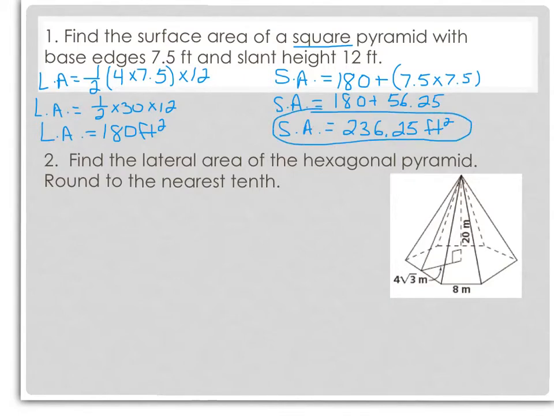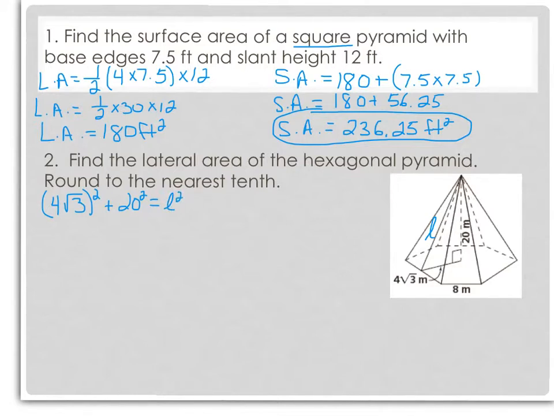Okay. In number 2, we want to find the lateral area of the hexagonal pyramid and round to nearest tenth. Well, in our example, we're given that our sides are 8 meters and that the height is 20 meters. For lateral area, we need to find L. We need our slant height. So first, let's find L. And you notice we have a right triangle here. So we can say 4 square root 3 squared plus 20 squared equals L squared, our slant height.